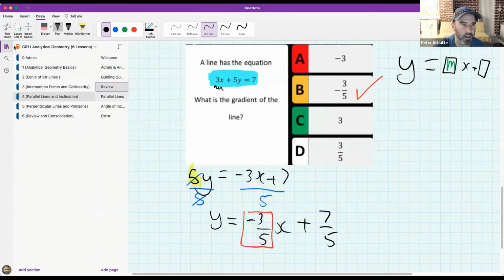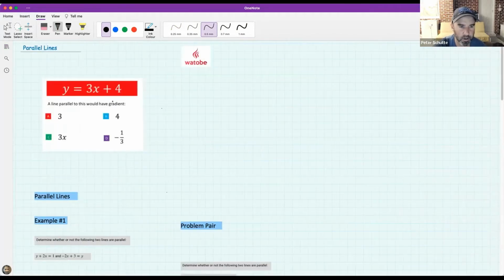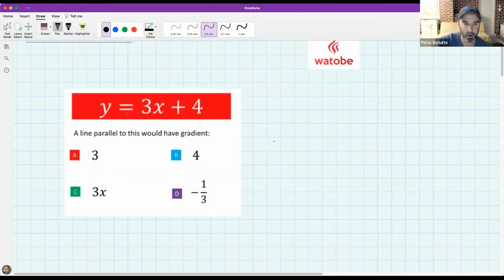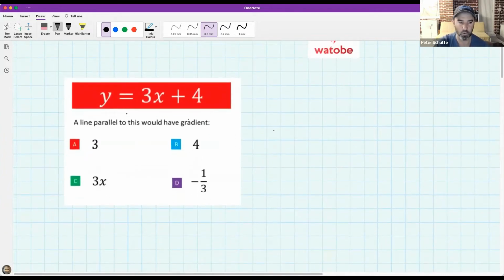Okay, let's go to parallel lines. So I want you to quickly give me a vote on this. A line parallel to this would have a gradient of what? I want you to vote. We're in the chat, A, B, C, or D. So I'm giving you a straight line, and I want to know a line parallel to this would have a gradient of what? Okay, I mean, this is like piece of cake, right?